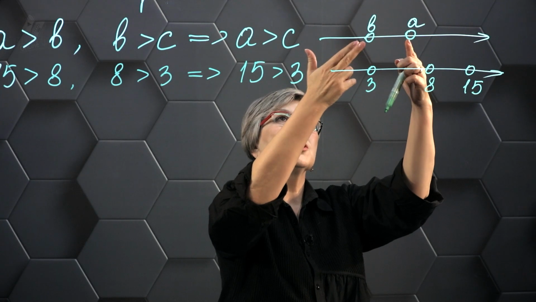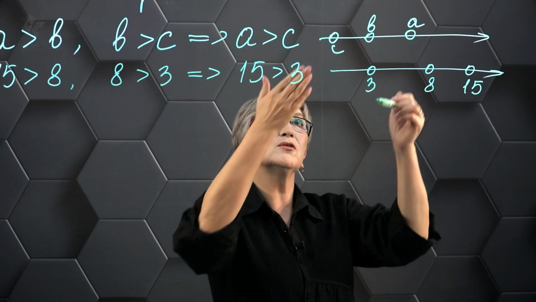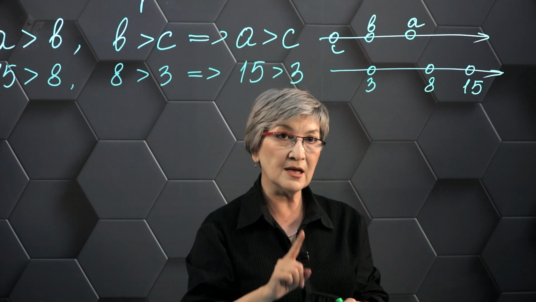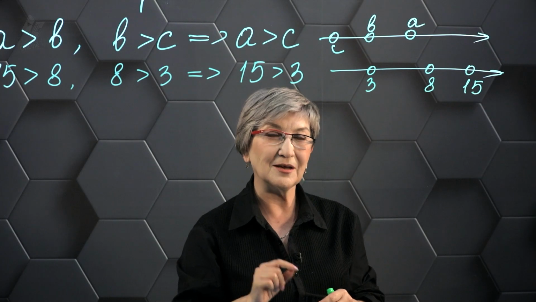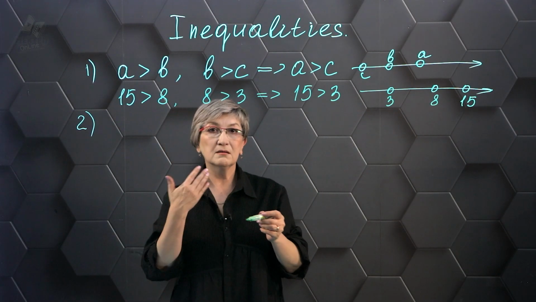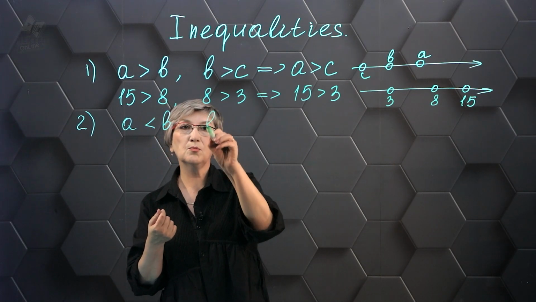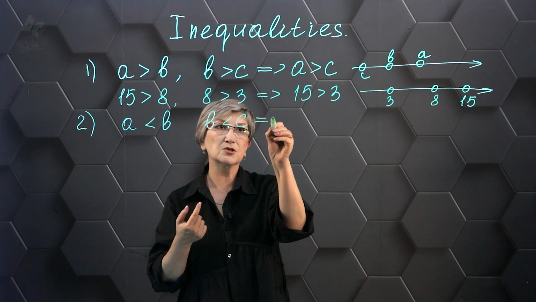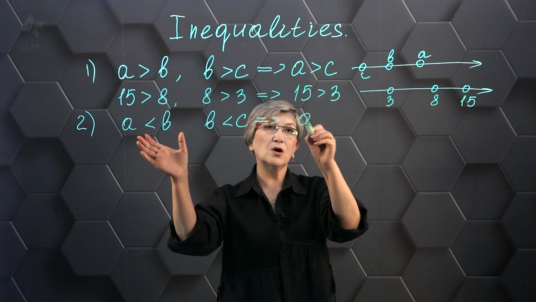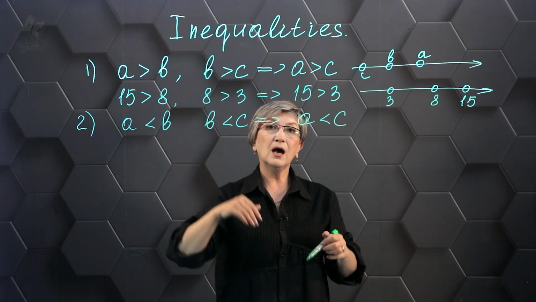So A is greater than B, and B in turn is greater than C by our rule. Then the number A is greater than the number C, even if you don't know their numerical value. Next rule. If the number A is less than the number B, and B in turn is less than C, I'm sure you can tell at a glance that number A is less than number C. This is the inverse of rule number 1.